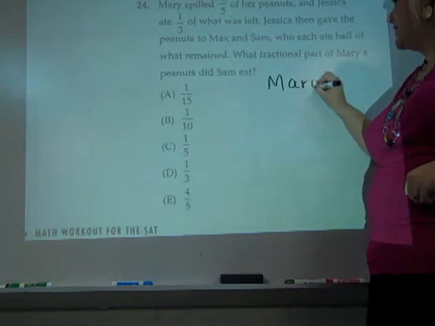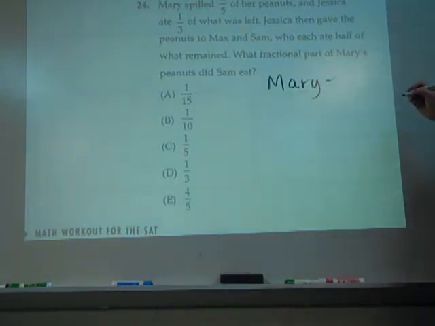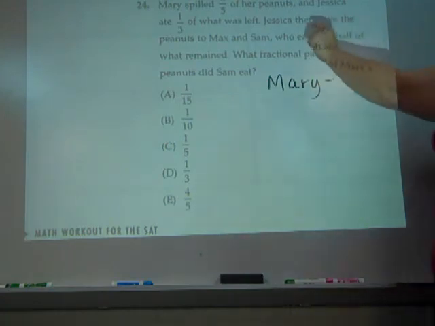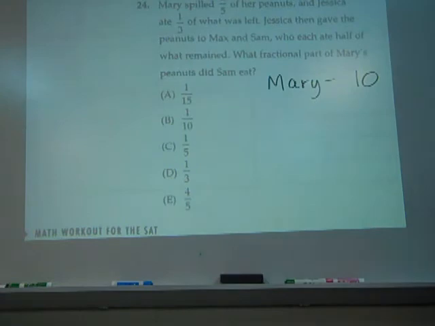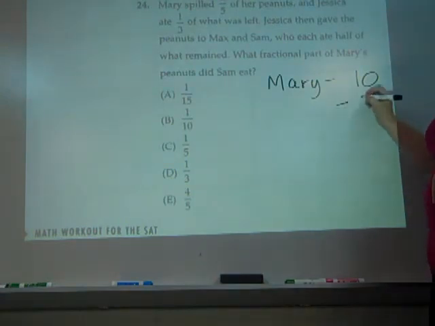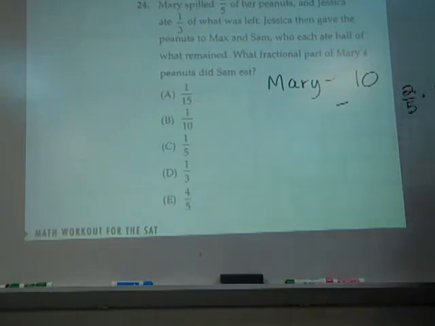So what did you pick? 10. 25. Okay, I hear 10, I hear 25. I'm just going to do 10. It doesn't really matter. It should work nicely as long as you pick a number that 5 will go into nicely, since you're having to do 2/5. So she spills 2/5 of her peanuts. So 2/5 of 10. Of means to multiply. So we're doing 2/5 times 10, and that should give you 4. So she spills 4.